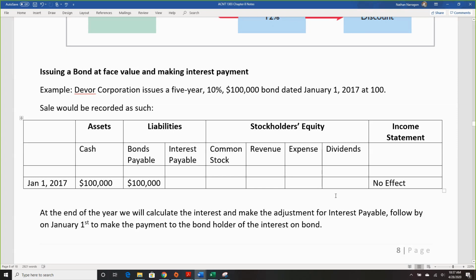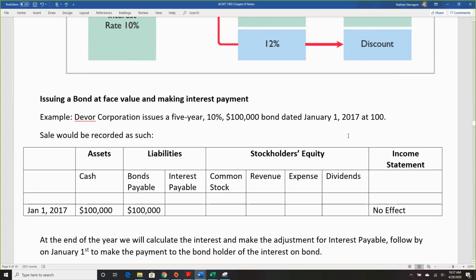So we have Devler Corporation. They're going to issue a 5-year, 10%, $100,000 bond, and it's going to be dated January 1st, 2017 at 100. Now, when we see this, the biggest thing to watch out for when you're looking at bonds is when it says "at" a number. This is a percentage. Okay? Financial companies don't like to actually put the percent symbol. They just like to put it as a whole number, and that's it.